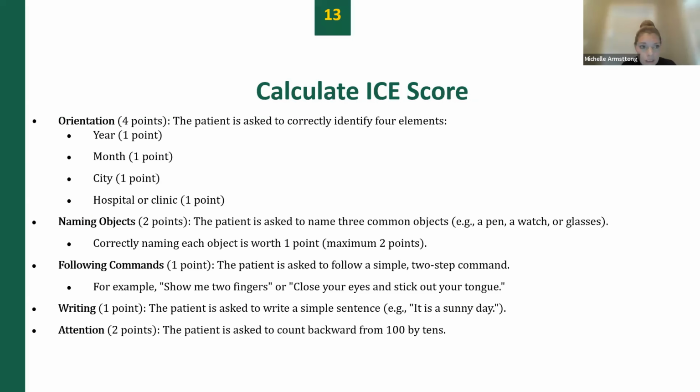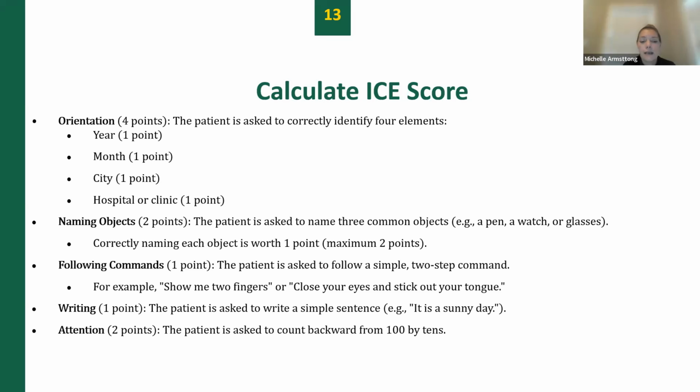So to calculate an ICE score, and there are a lot of ways to calculate it, you can do it manually. The computer can do it for you if you have that built into your medical record system. There are apps, and those are really user friendly. So orientation, you get 4 points for orientation. The patient is asked to identify the following correctly: the year, the month, the city that they are currently in, and the hospital or clinic that they are currently in.